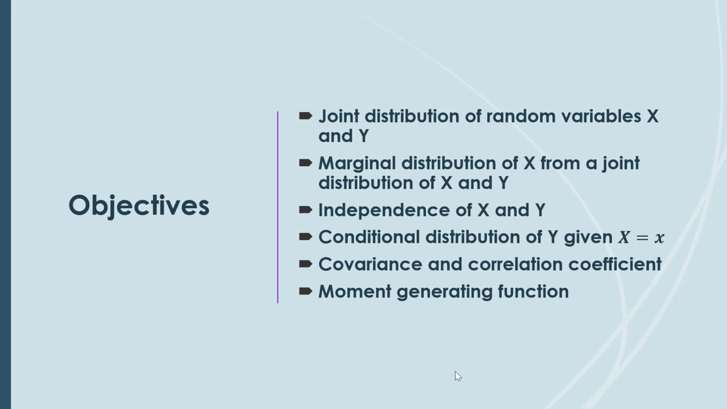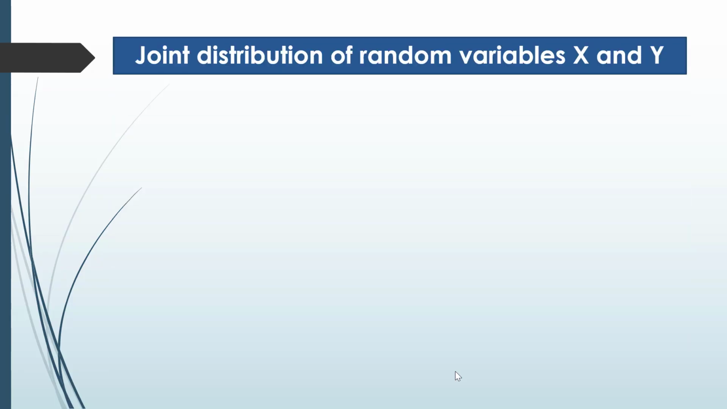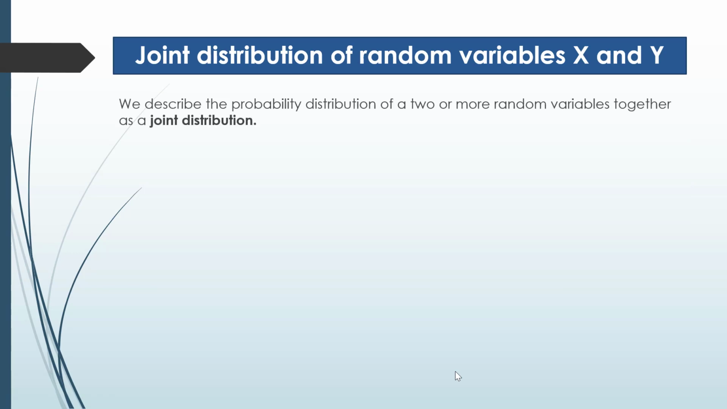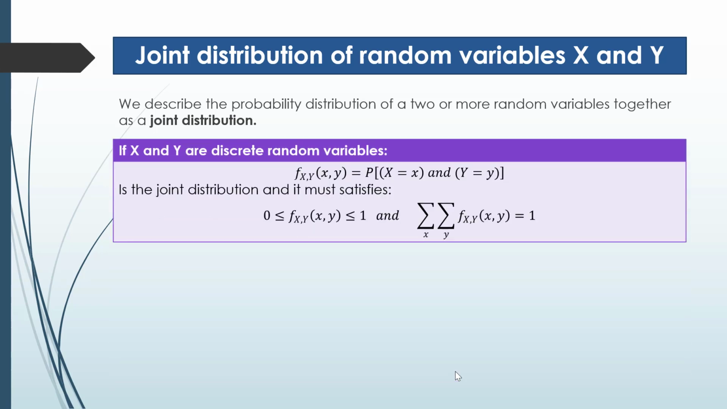So first, let's get started with the joint distribution of random variables x and y. We describe the probability distribution of two or more random variables together as a joint distribution. If x and y are discrete random variables, we have f of xy is the probability that x equal to little x, y is equal to little y. And this joint distribution must satisfy: the joint distribution should be between 0 and 1 because it represents a probability, and the double summation of this density function with respect to x and y is 1.